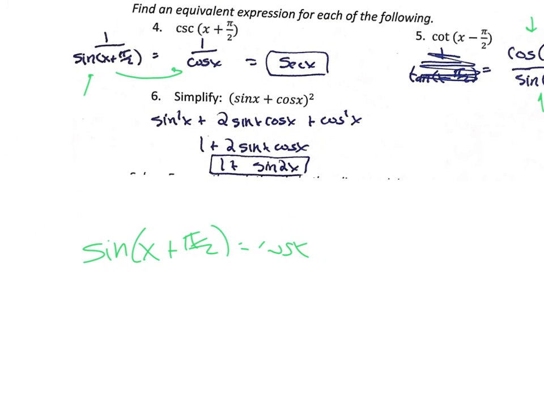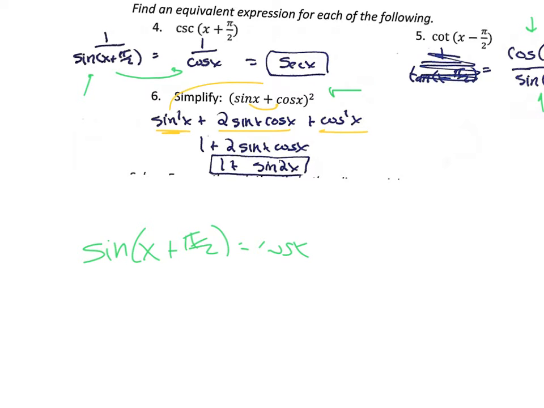Number 6, this says simplify sine x plus cosine squared. Remember, when you square something, you use square, multiply, double square. So I squared the sine, multiplied the 2 terms together and doubled it, which means I put a 2 in the front of it. Squared the cosine.